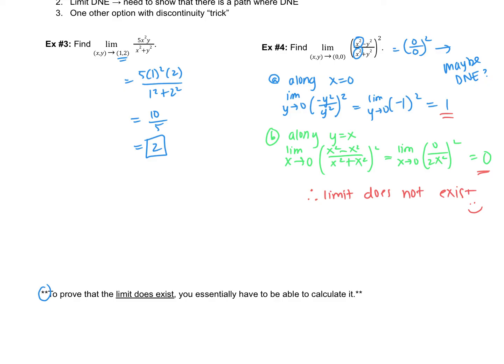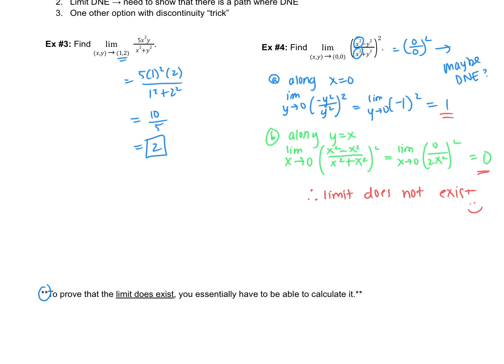So at the bottom, to prove that the limit does exist, you basically have to be able to calculate it. So if you can plug in the numbers and you get a value for the limit, great, the limit exists. If you don't, the limit probably doesn't exist and you have to show why.